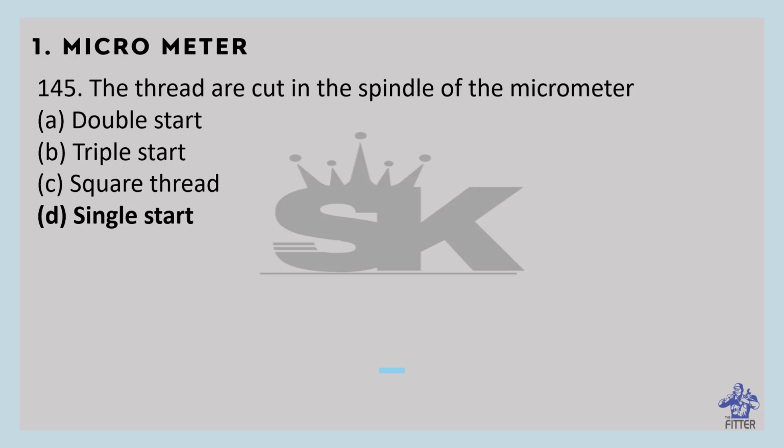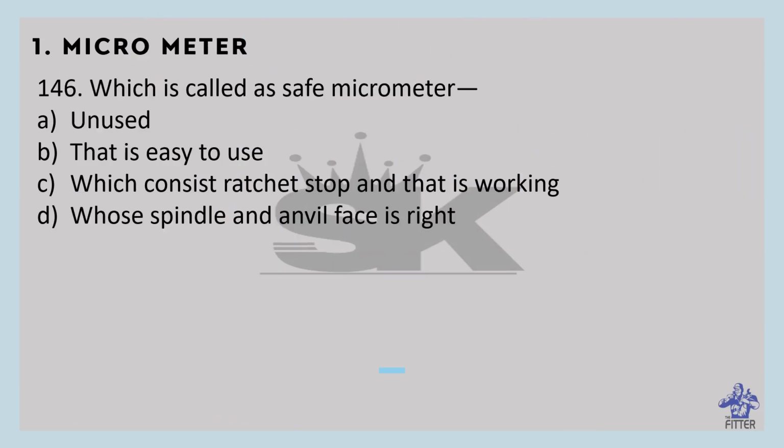The spindle is a very accurately machined screw, and the object to be measured is placed between the spindle and anvil. The spindle is moved by turning the ratchet knob or thimble until the object to be measured is slightly touched by both the spindle and anvil, which is called a safe micrometer. It consists of a ratchet stop that is working. This is called a safe micrometer. So, option C.